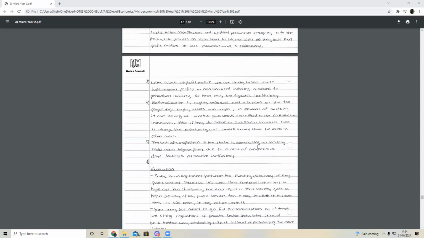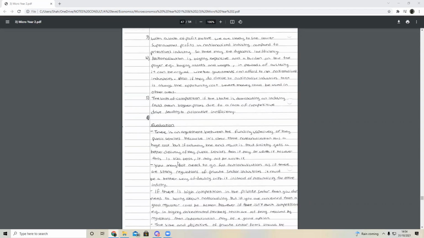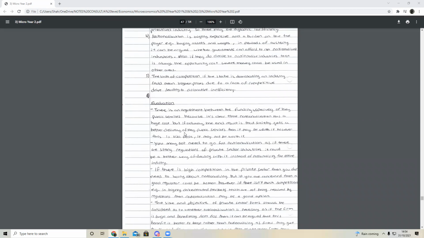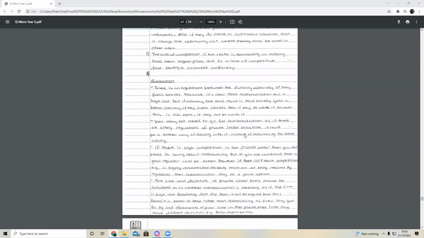Lack of competition, if the state is dominating industry, could mean higher prices due to lack of competitive drive, leading to allocative inefficiency. So it also depends on the level of competition. If there's a lack of drive to innovate products, isn't that dynamic inefficiency? Yeah, kind of. If anything, that will hold back lowering long run costs and efficiencies, which will be a reduction in dynamic efficiency.